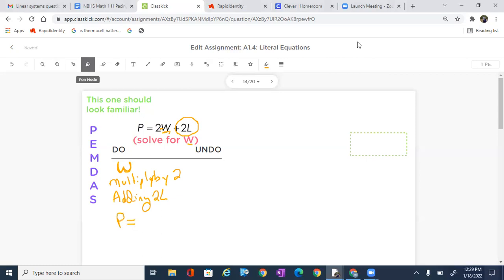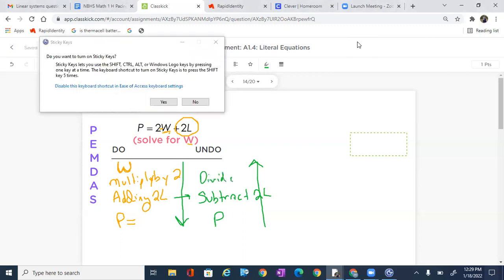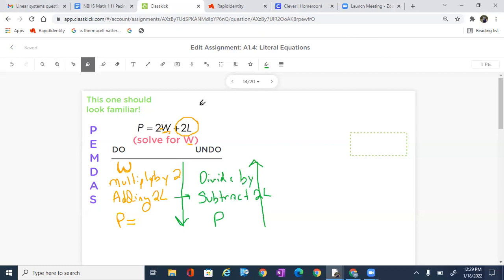So now to undo that, we're going to go in the opposite direction. So we work down this way. Now what we're going to do is we're going to work back this way. So we started with P, and instead of adding 2L, we're going to be using the inverse. We're going to subtract 2L from P. And after we subtract 2L, it says, okay, we had multiply by 2. So what's the inverse of multiplying by 2? We are going to divide by 2. Okay, and then once we have that, we should end up with what W is.